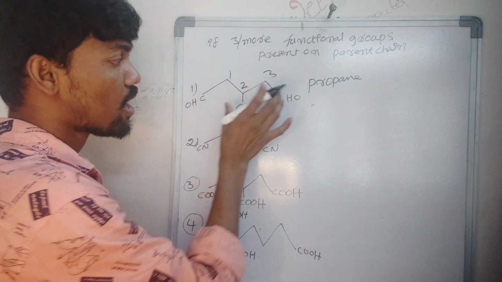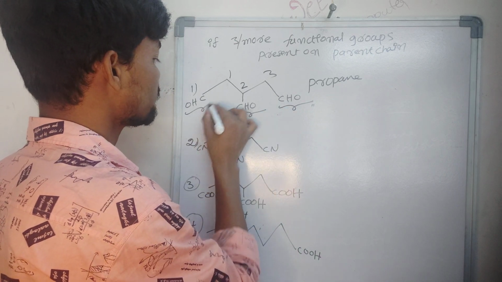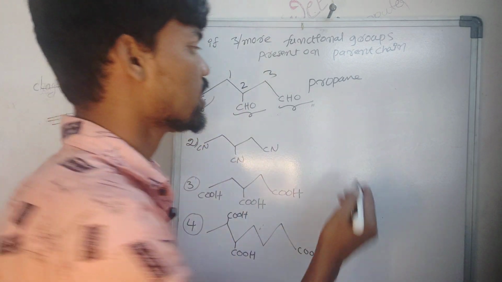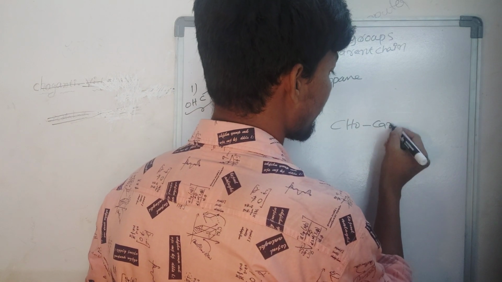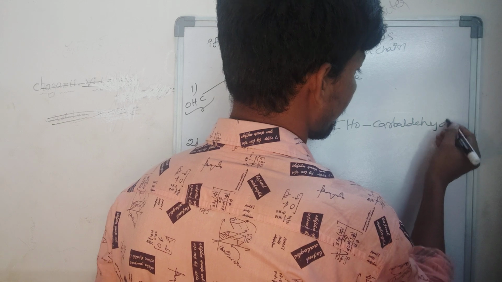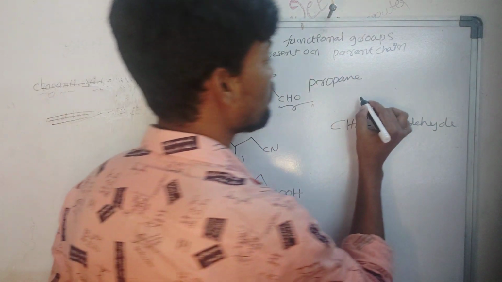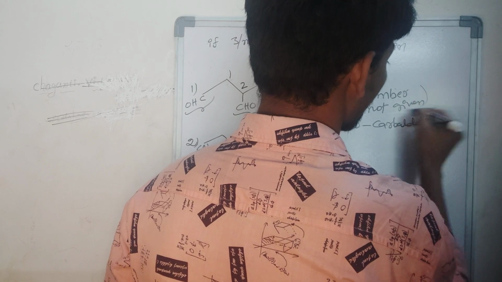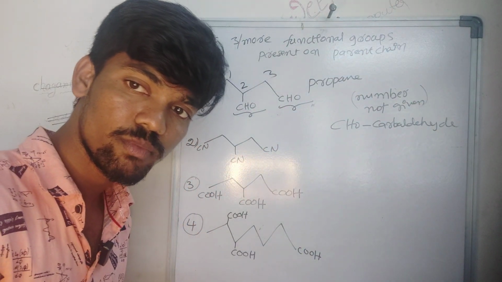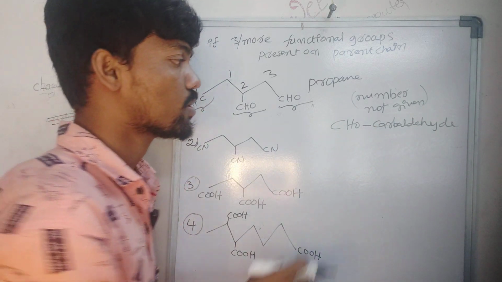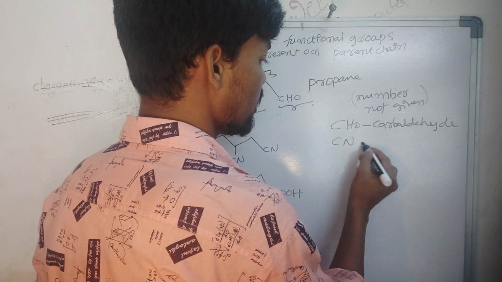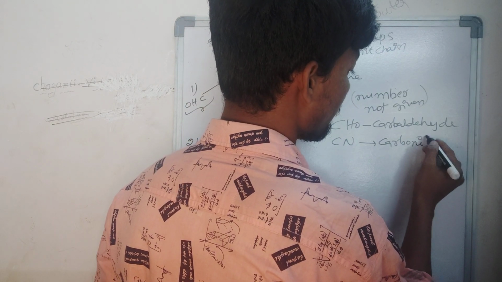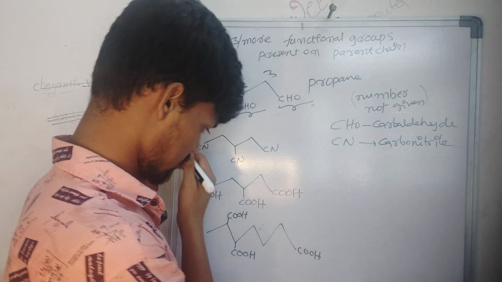At which carbon positions they have? These are called what? Carbaldehyde. If functional group is not given number, then CHO will be called as carbaldehyde. If number is not given to functional group carbon, then we can call this one as a carbaldehyde. If given, how can you name it? Al. Okay, if given Al. So coming to CN, if given, we can call as nitrile, but if not given, it is carbonitrile.